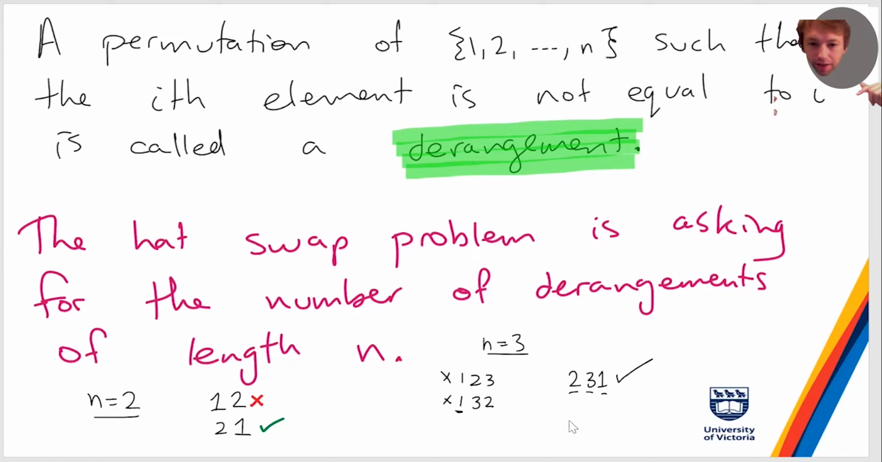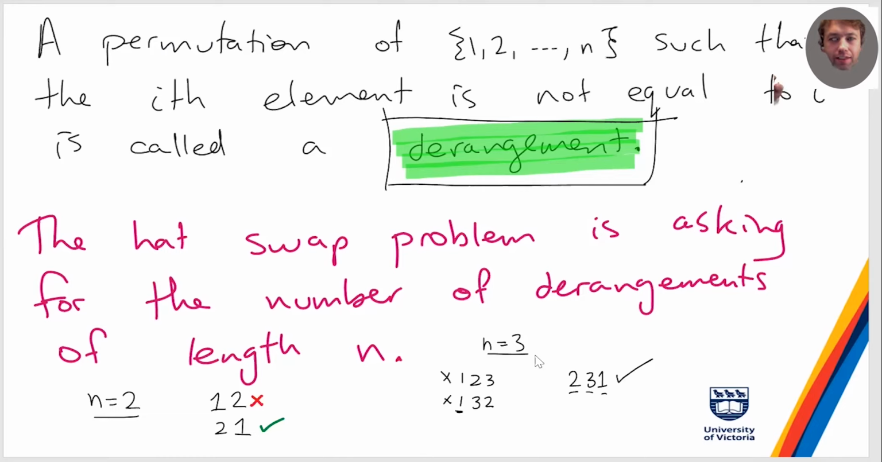So you can think of the hat swap problem as asking to count derangements, because if I'm the ith person and I take the jth hat, that's like a permutation where the ith position is j. Is it clear what a derangement is? It's a permutation where the ith element is not i.